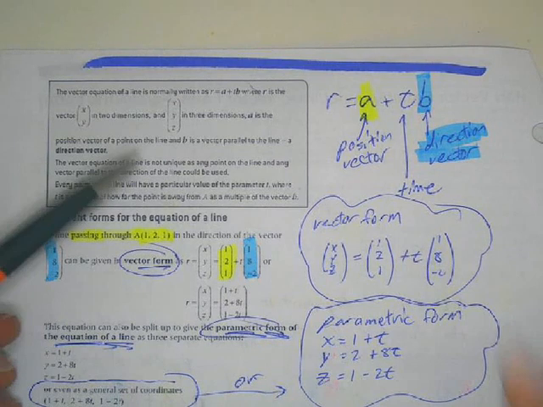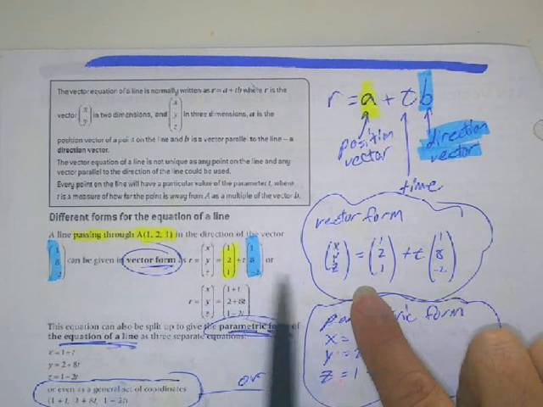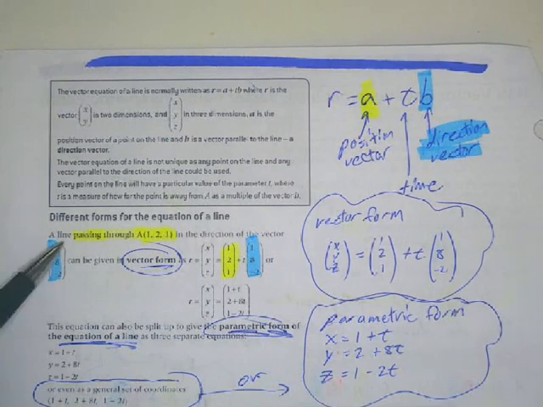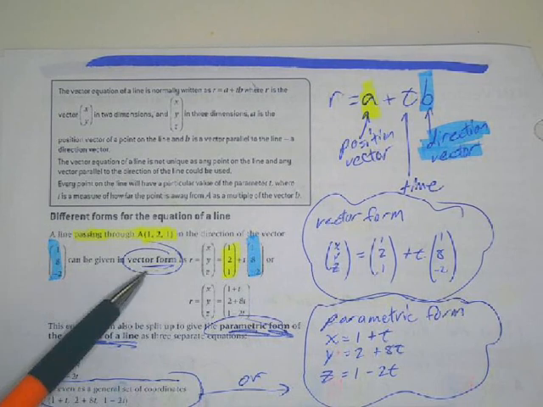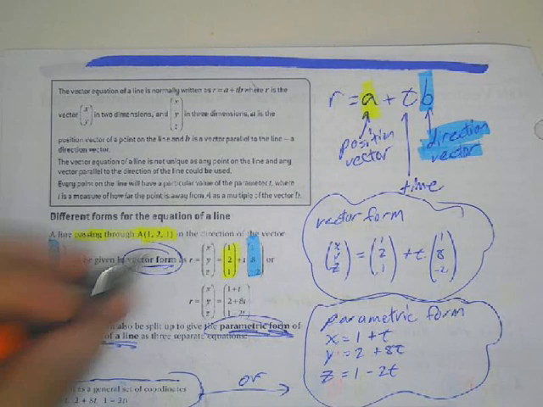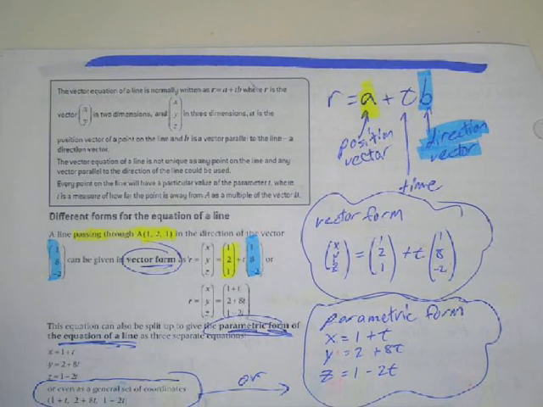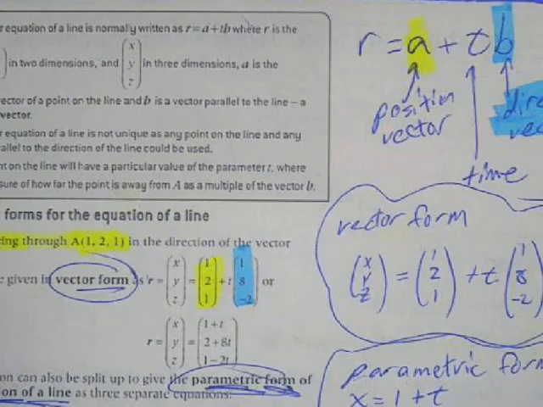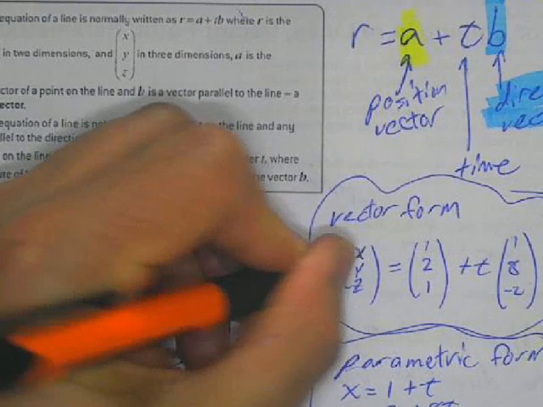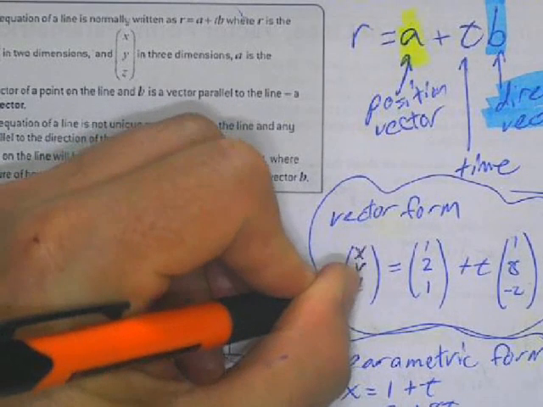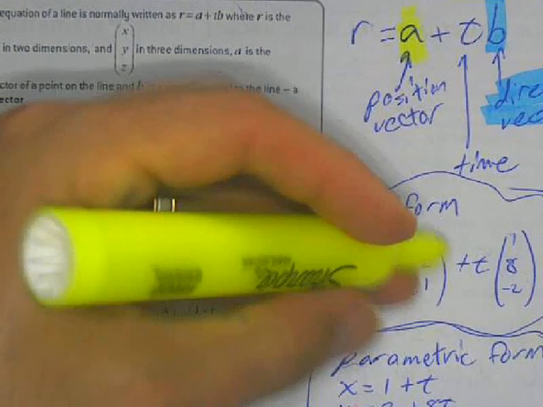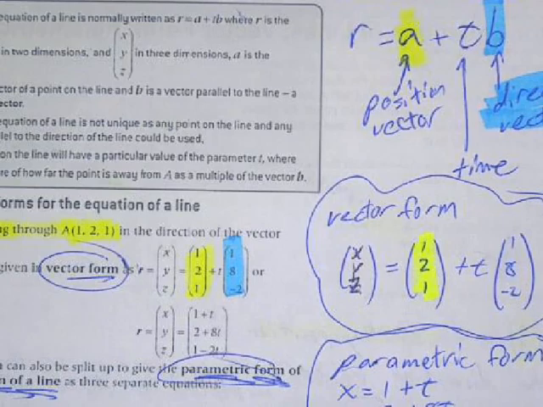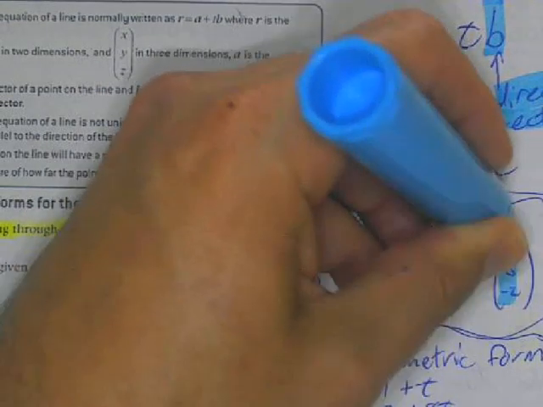When we write it like this, in vector form, if we've got a line passing through this point in the direction of this, it can be written in vector form. So instead of writing r, it's okay to write x, y, and z. And if I'm writing it in vector form, once again we've got our position vector, 1, 2, 1, and our direction vector of 1, 8, -2.